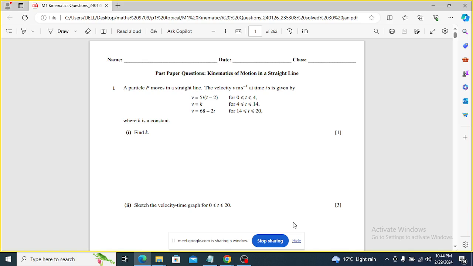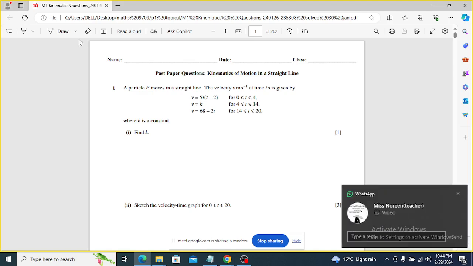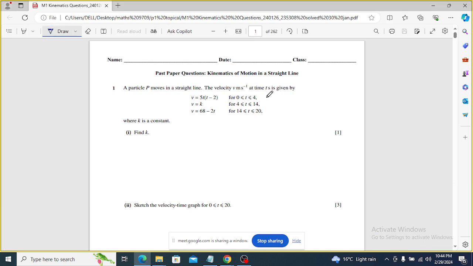Velocity equals 5t into t minus 2 for 0 to 4 seconds. So equation 1 is given. This is very important. Look, this is equation number 1. Actually this is the time interval. From 0 to 4, the expression for the velocity is v equals 5t into t minus 2.